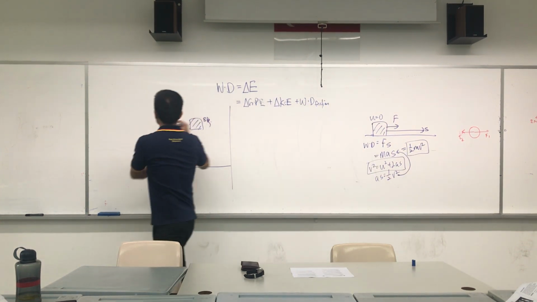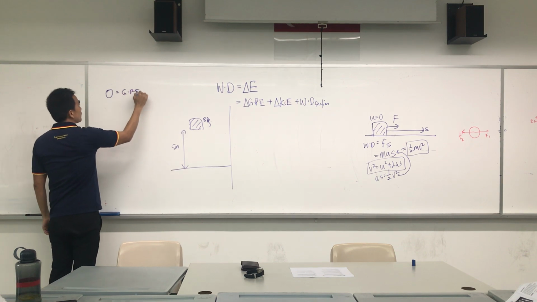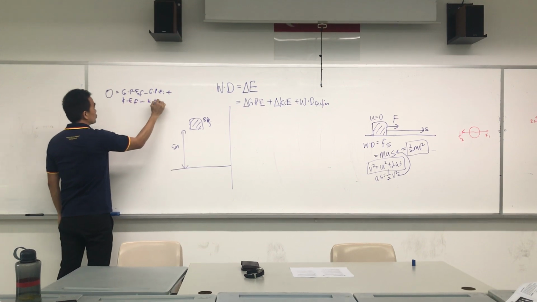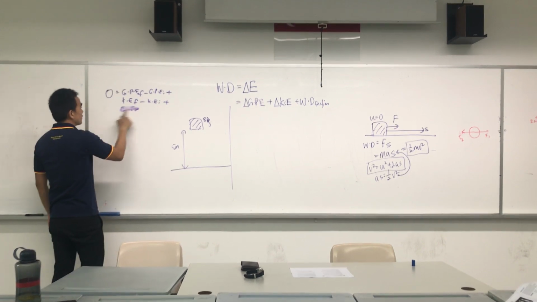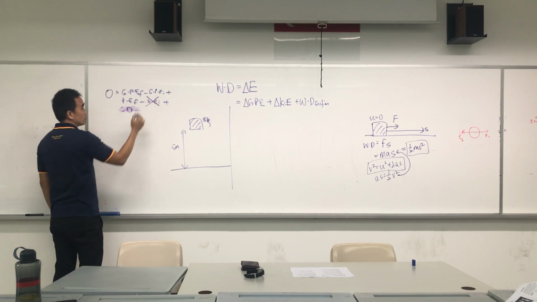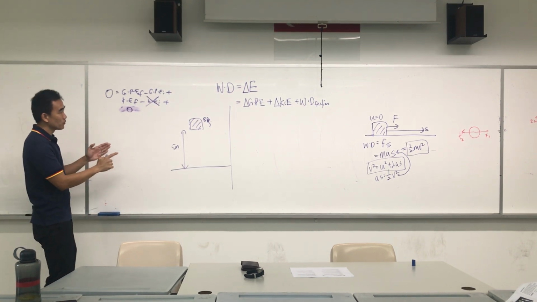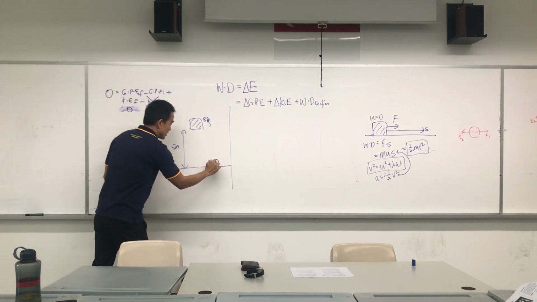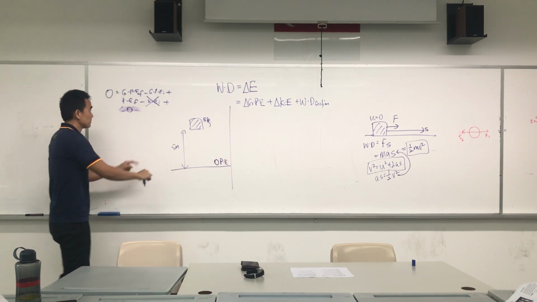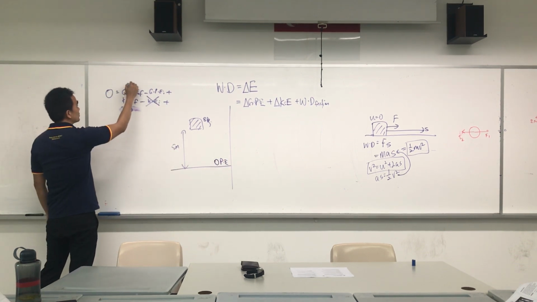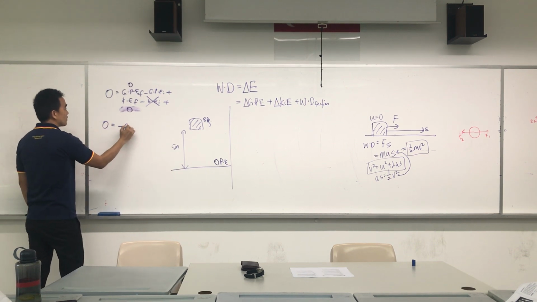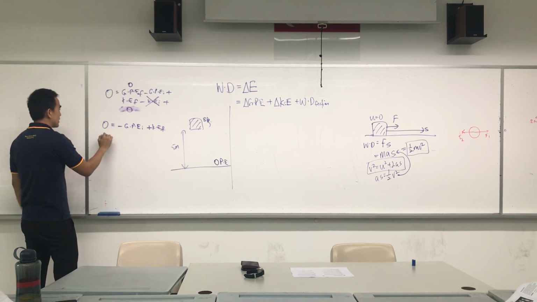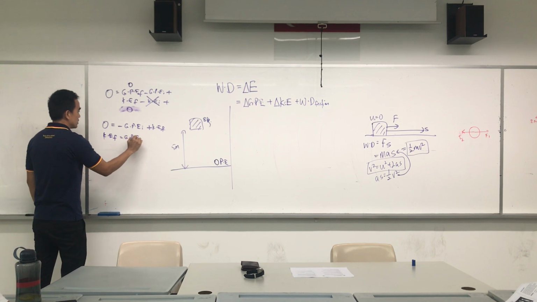So let me show you how you can use this one. 0 equals GPE final minus GPE initial plus KE final minus KE initial plus work done against friction, which is 0. So KE initial is 0. Agree? Yeah. Because it is a change in GPE, we can take one of the levels as reference 0. Let's take this reference level to be 0. It doesn't matter because it is a change. So therefore, GPE final is 0. Eventually you get 0 equals minus GPE initial plus KE final. And that's it. So therefore, KE final equals GPE initial.